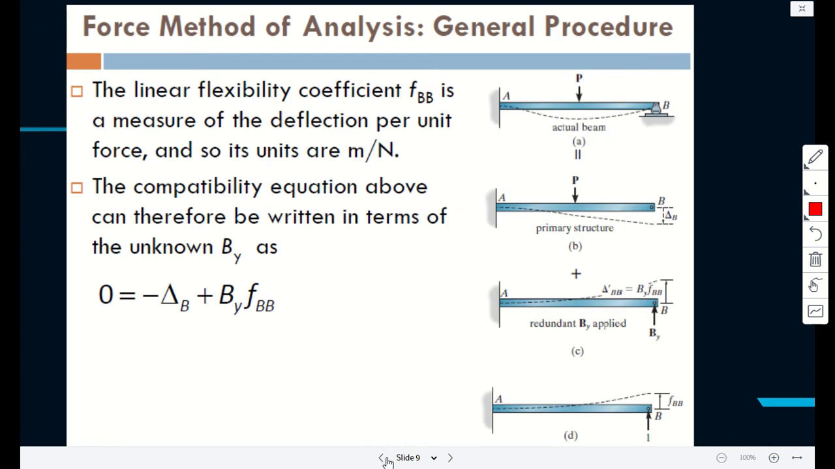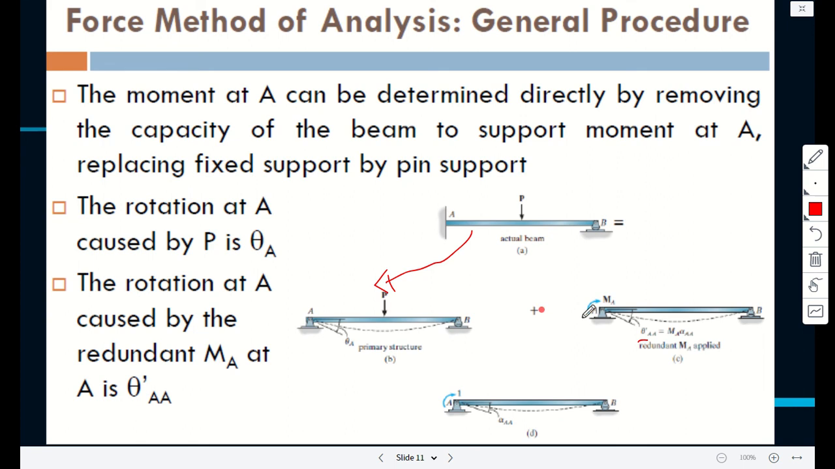let's go back here a little bit. The RB, we removed RB and replaced it by a unit load. But here we have assumed the moment and replaced it by a unit moment. Please note, that unit moment is what we call alpha AA. So alpha AA is the FBB equivalent. So when we talk about a unit load, we talk about flexibility coefficient, but we can also talk about flexibility coefficient when it comes to moment. So that's what we are saying.